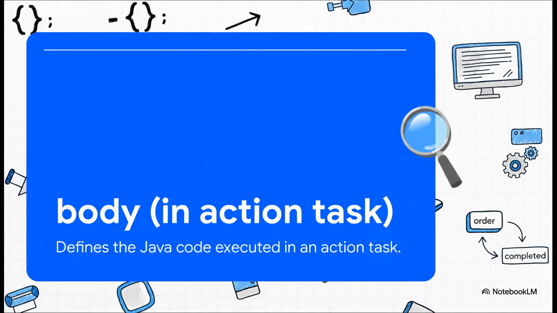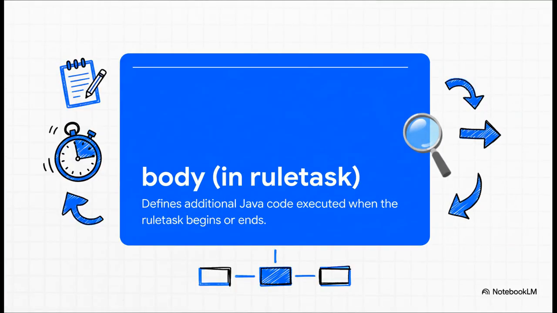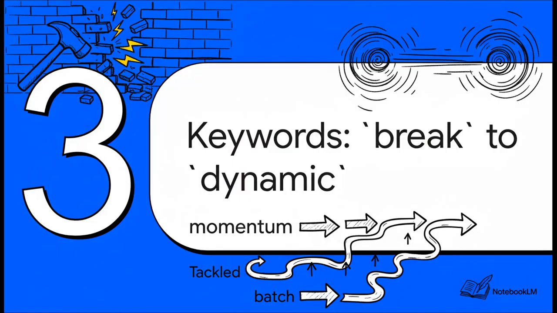This is where you do stuff, like in the example, where you're directly changing an order's status to completed. And finally, the third place you'll find body is inside a rule task. Here, it lets you inject some Java code to run right when the task kicks off or right as it's finishing. It's perfect for things like logging or any other setup or cleanup you need to do. So yeah, one keyword, 3 really distinct jobs. Pretty neat, right?